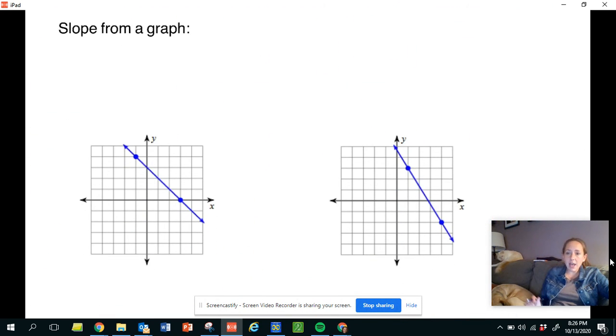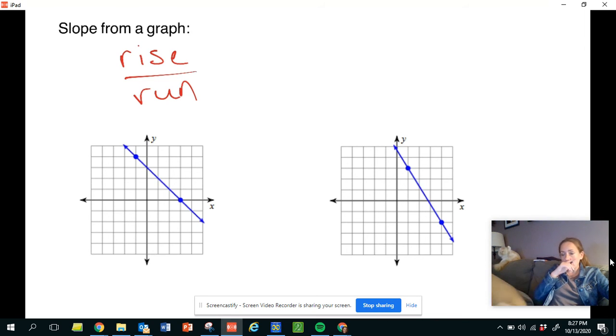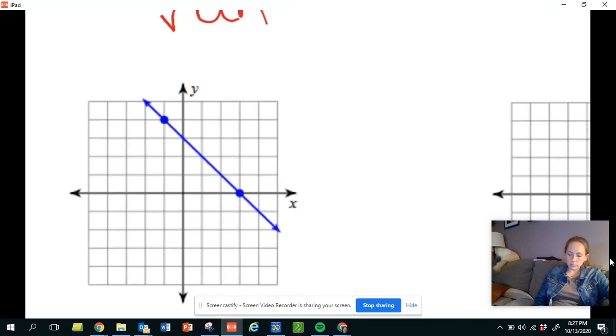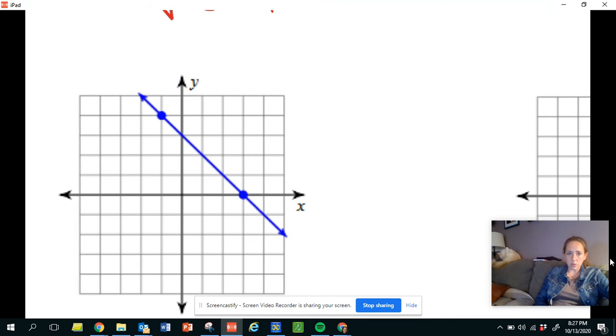If you're coming from a graph, I'm sure you've probably heard this before. It's rise over run. What you want to do is find two points that cross at the corner of one of the boxes on the graph, and make a slope triangle. Basically you're connecting the dots by only going on the graph lines, like those gray lines that are on there. The rise is the up and down part, and the run is side to side. I want to see how many I go.